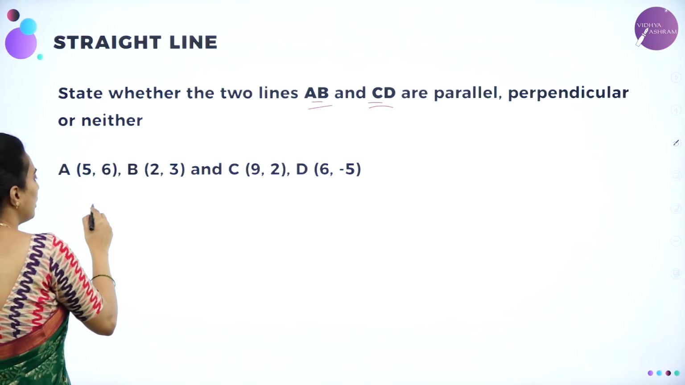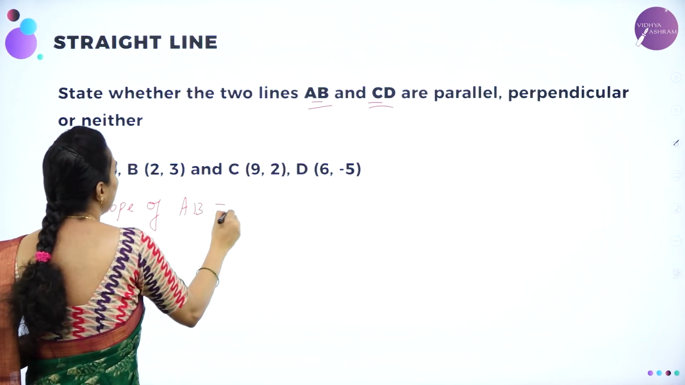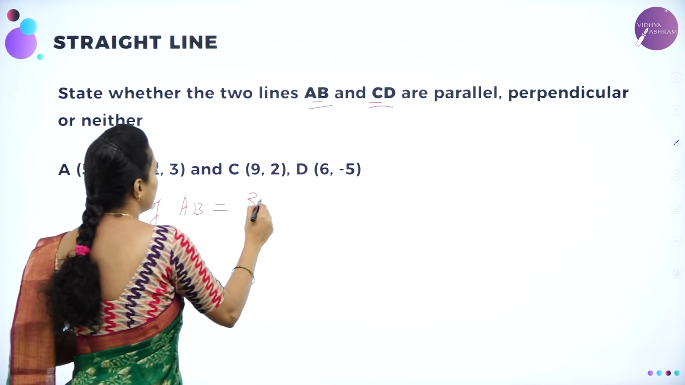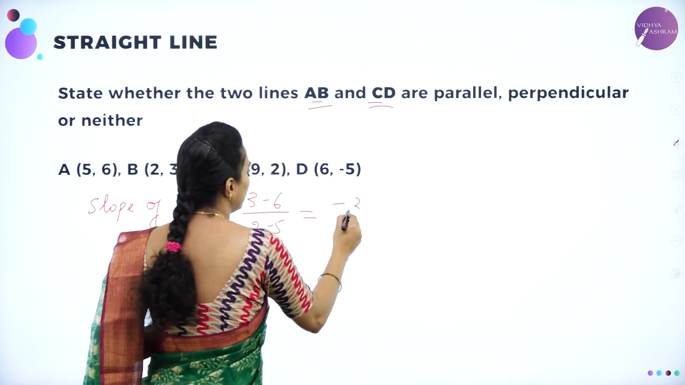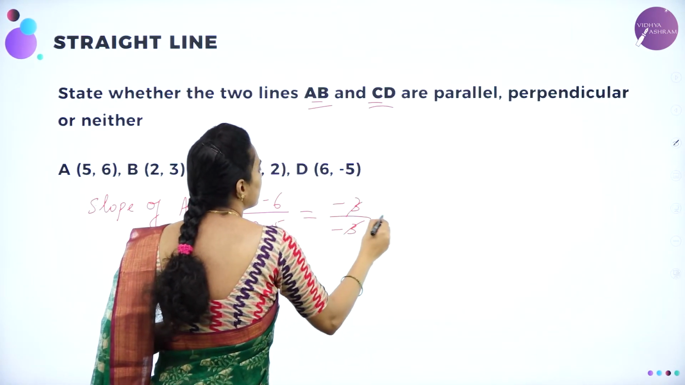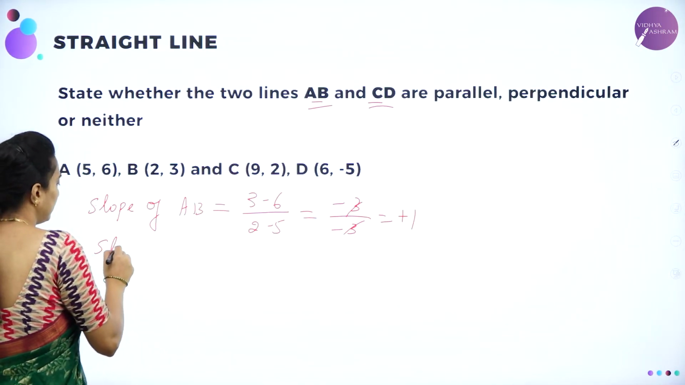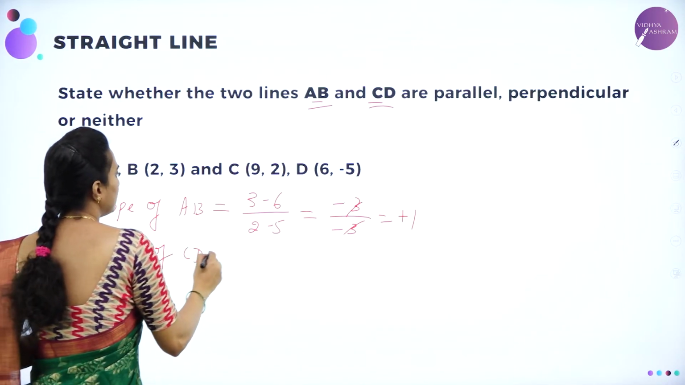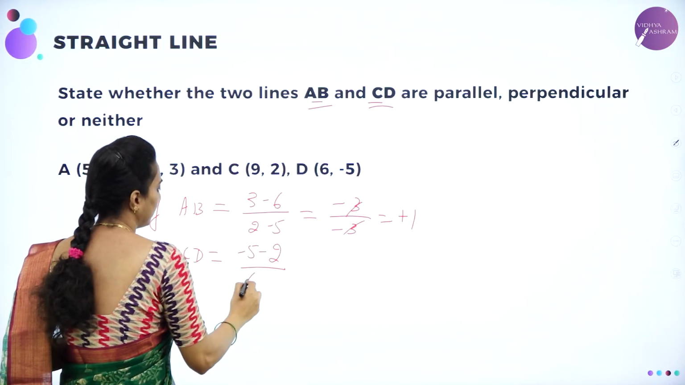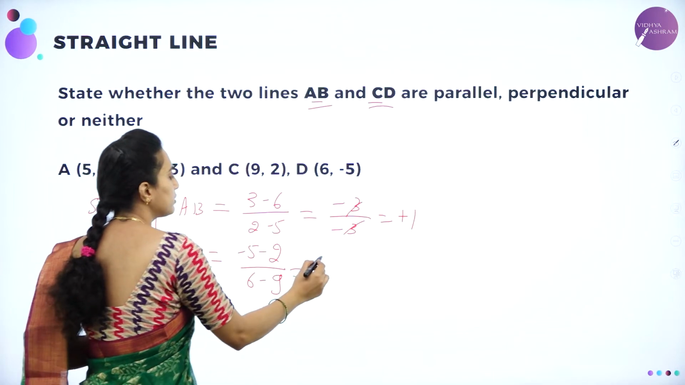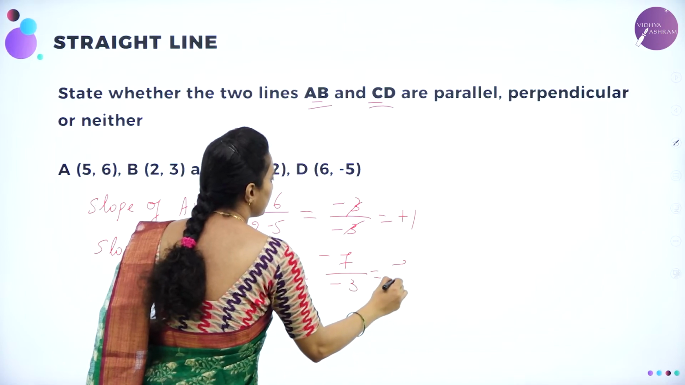So here, slope of AB, let me find out according to the given points. Slope of AB is y2 minus y1, 3 minus 6, divided by 2 minus 5, which implies 3 minus 6 is -3, 2 minus 5 is -3, so which implies +1, right? Again, slope of CD is equal to -5 minus 2 divided by 6 minus 9, which implies -5 minus 2 is -7 divided by 6 minus 9 is -3. So which implies 7 by 3.